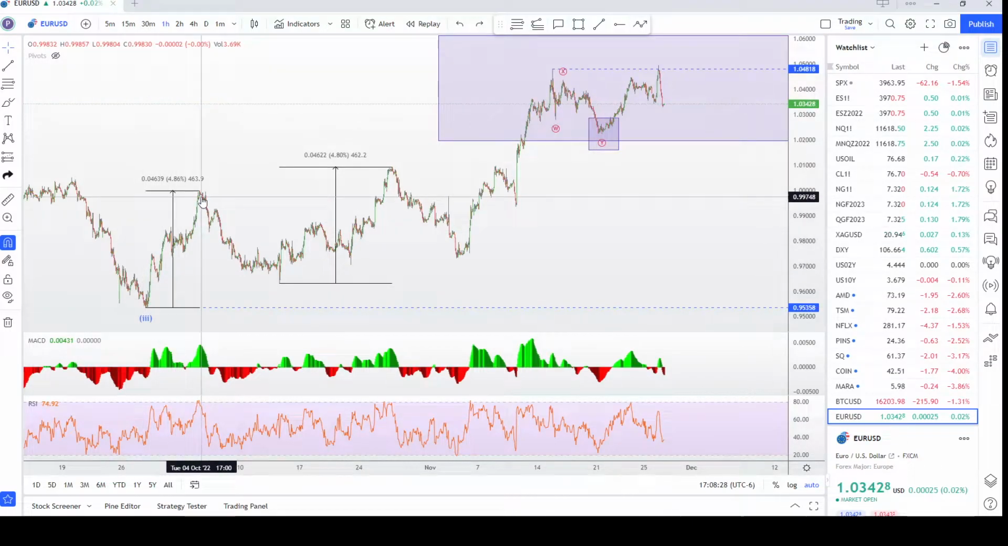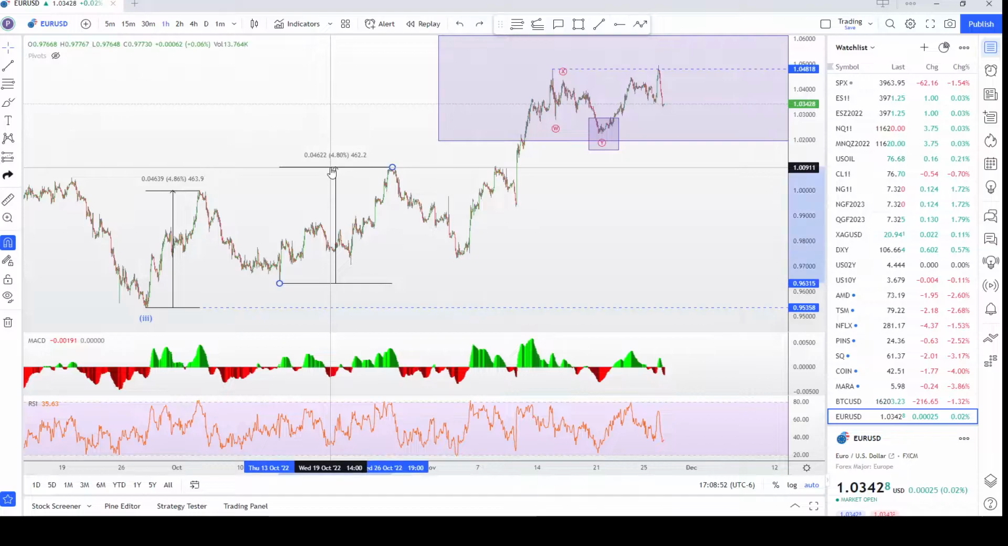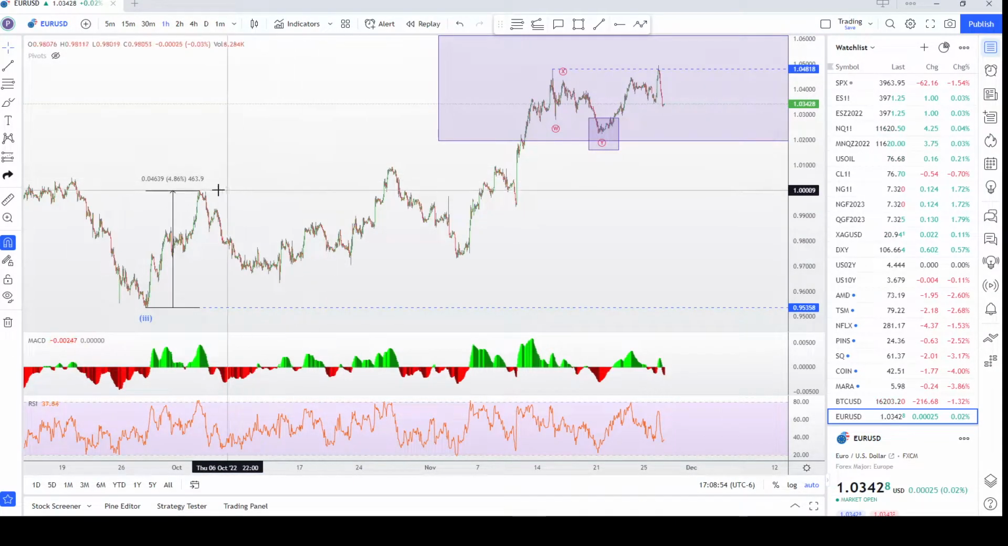And this first impulse was 463.9 pips, and then this third wave up was 462.2 pips. So a difference of 1.7, but the third was the shortest. So that can't be a leading diagonal. The third wave can't be the shortest, so I had to take that off the board. I'm going to remove that.